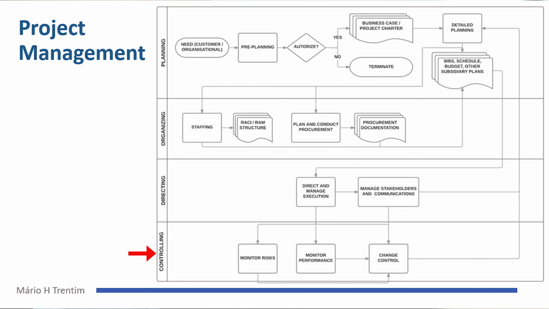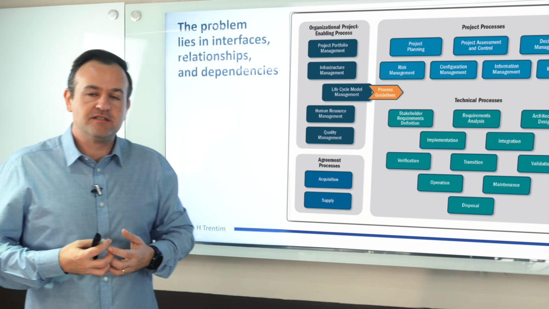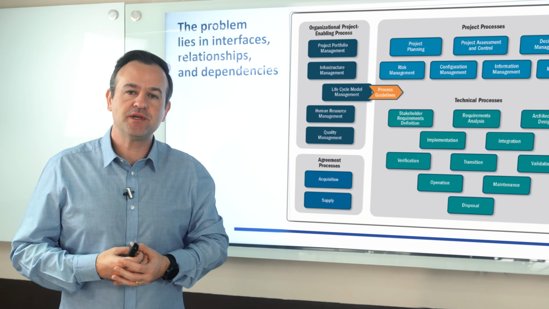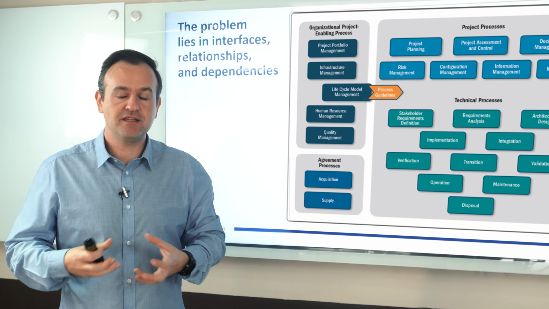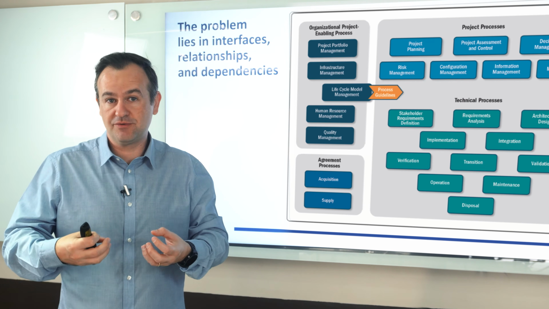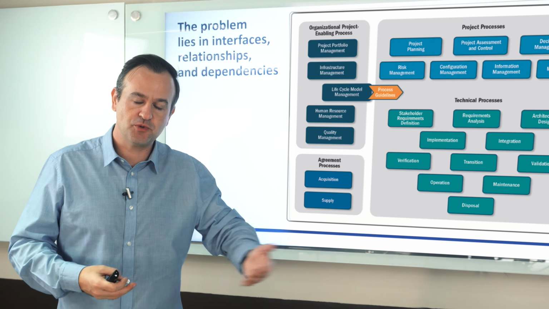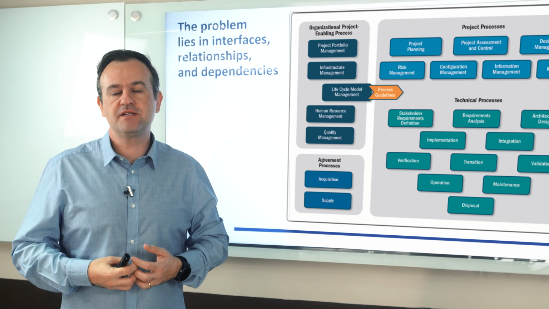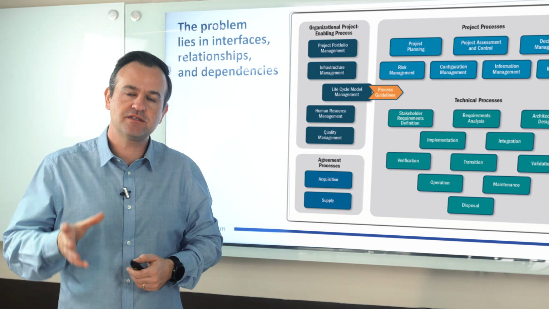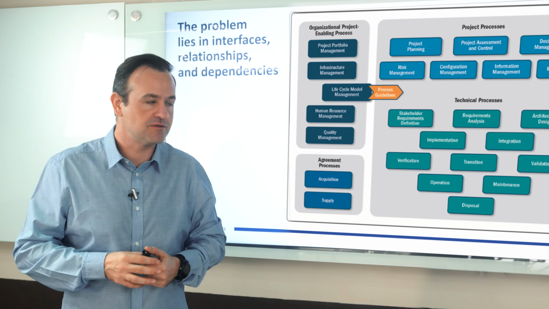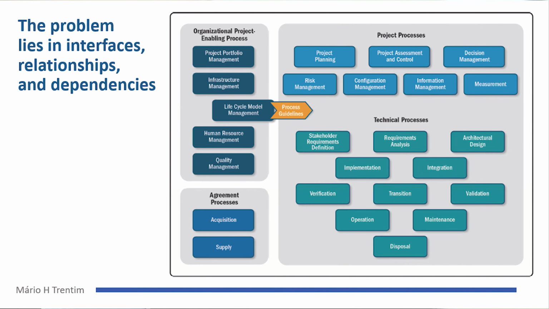The problem lies in interfaces. So until now, we understood that project management is a temporary endeavor. By the end of the project, we have the end result and it goes into production. And the problem is that when we complete the project, we are not successful in transitioning the project into operations. So the problem lies in the interfaces, relationships, and dependencies with other areas.